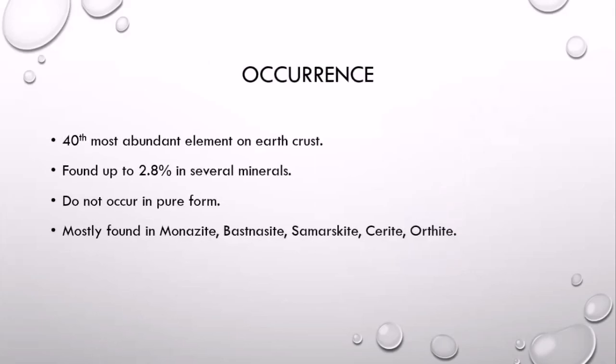If we talk about the occurrence of samarium, we will come to know that it is the 40th most abundant element on the earth crust and found up to 2.8% in several minerals. Most common sources of samarium are monazite, bastnasite, samarskite, cerite, and orthite. Because samarium is not found in pure form, these minerals are mostly found in countries like China, US, Brazil, India, and Australia.